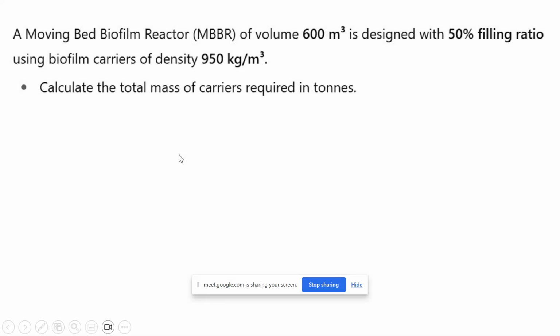A moving bed biofilm reactor, MBBR, of volume 600 meter cube is designed to be filled with 50% filling ratio using biofilm carrier of density 950 kg per meter cube. Calculate the total mass of the carriers in tons. This is problem number 6. This problem I will solve because this is a new type. From the next problem onwards, you can solve it similar to the previous one.